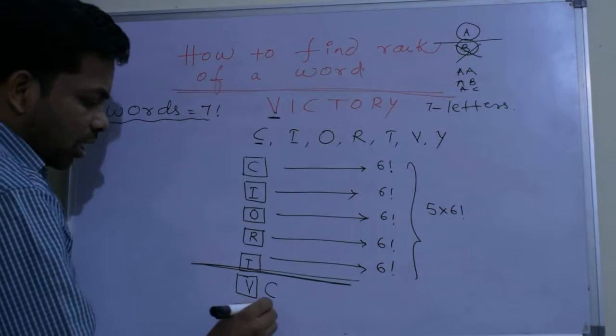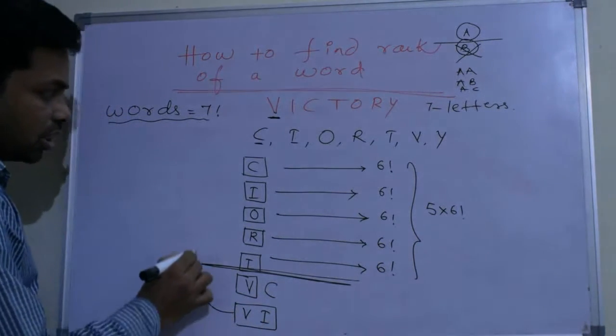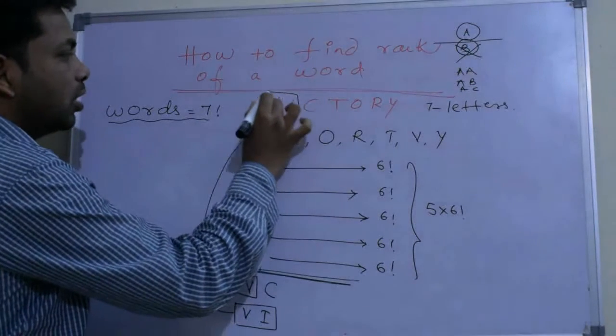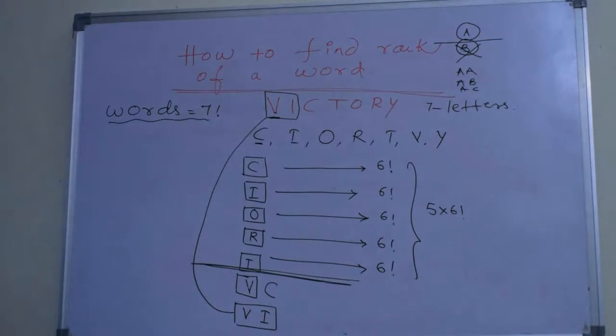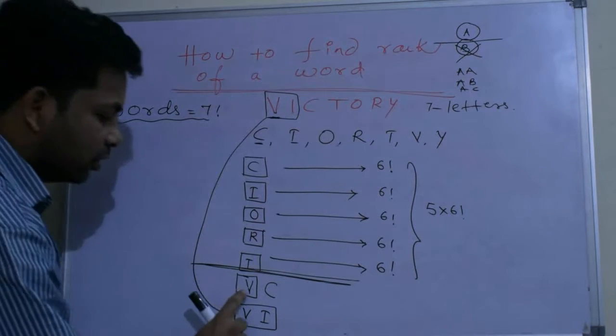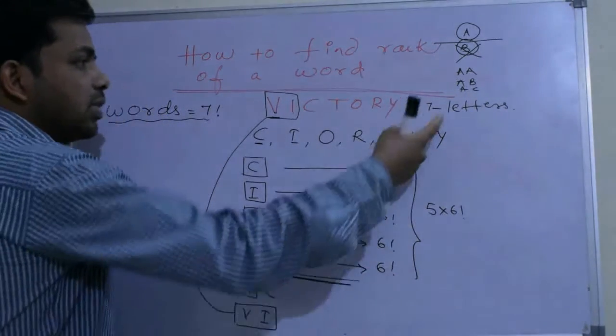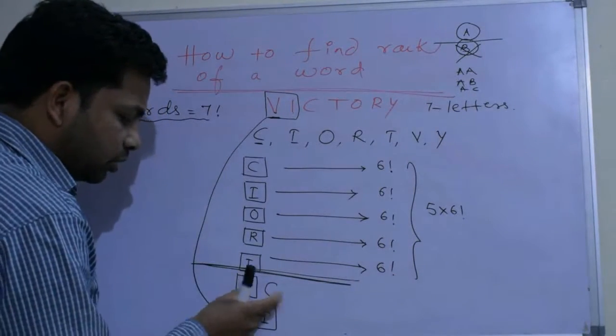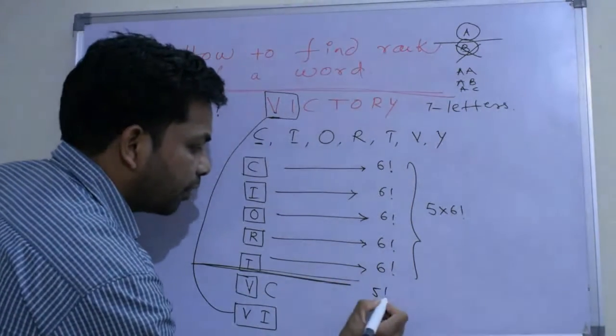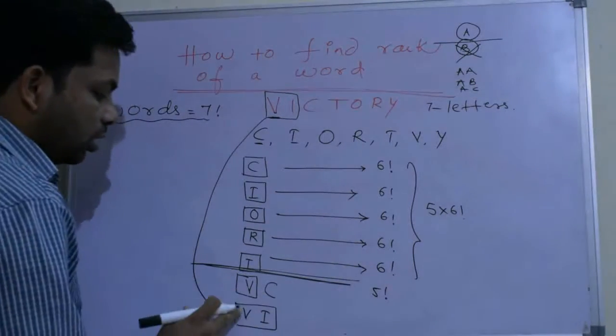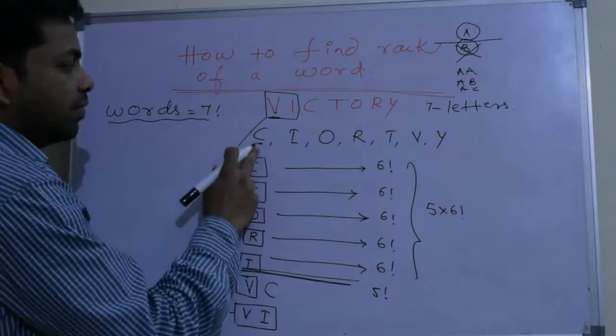Whenever you are saying starts with VI, again you observe, again you notice that two letters coincide with the first two letters of the given word. Then you have to freeze again. Okay, first you see this VC. VC are fixed. So therefore, how many places left? Because of seven letters, two places are already fixed. So five places. How many? Five factorial. Then starts with VI, we have to, because of VC, it's completed.